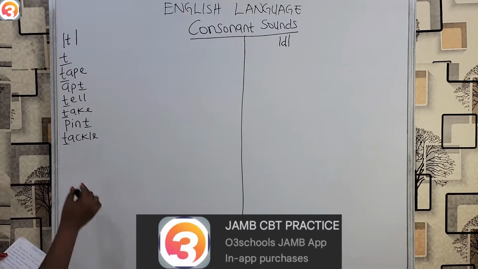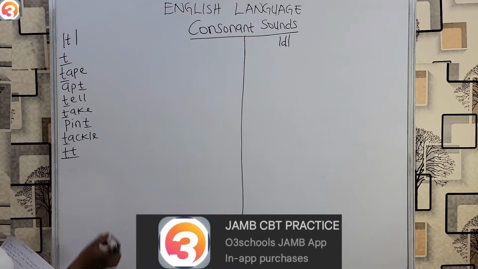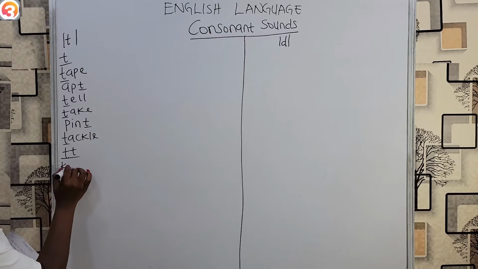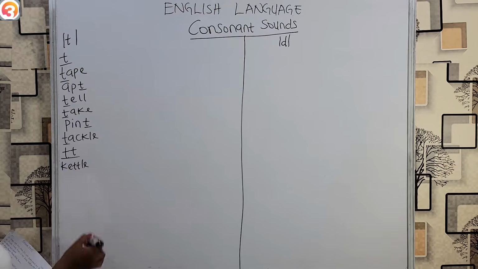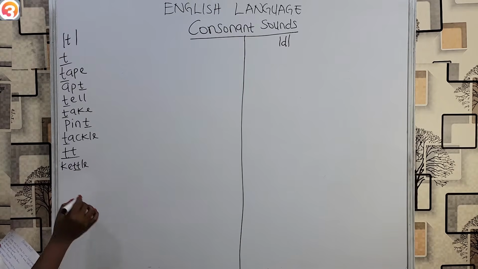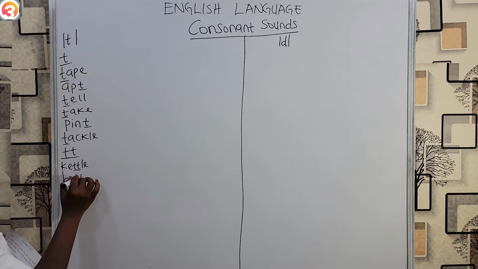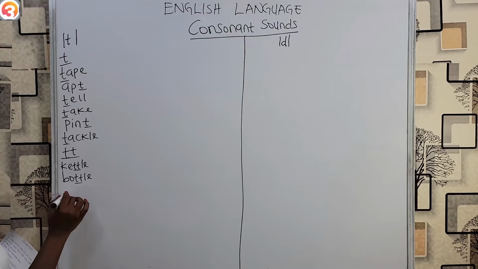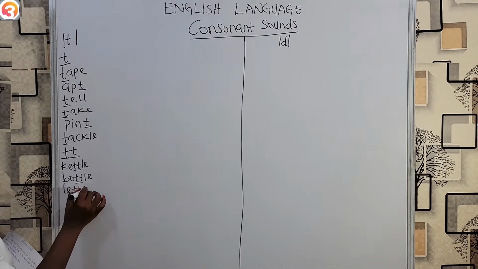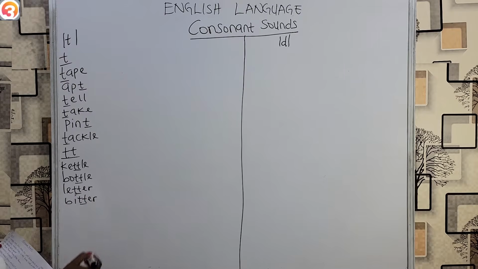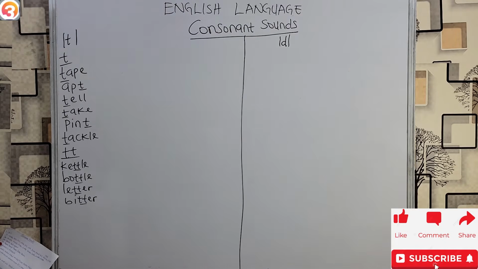Then we can also find them in words containing TT, like kettle, bottle, letter, bitter, better, little, brittle, skittle. All these words contain consonant T.